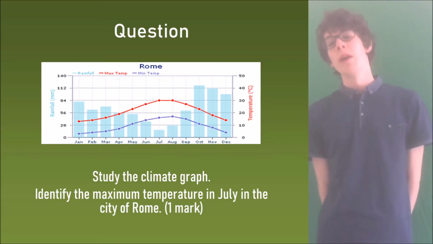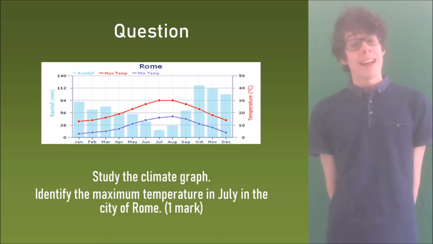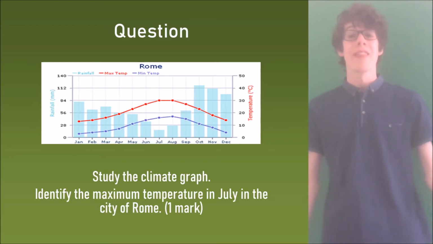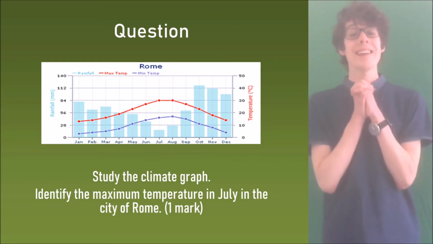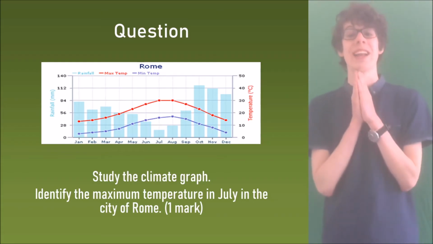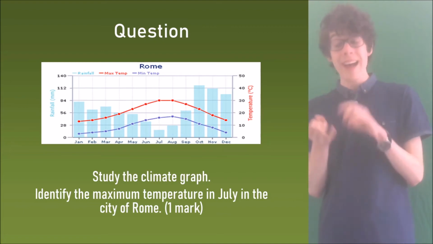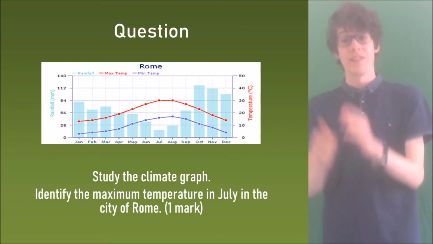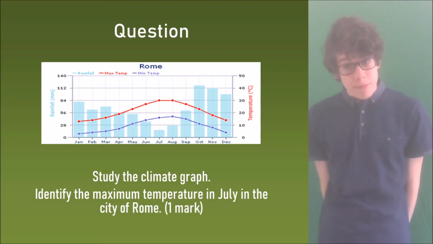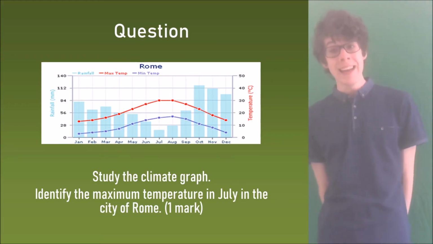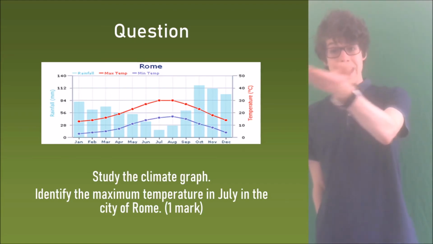Right, so the question tells you to study the climate graph. So that means that we're going to have to use the figure in the question which is given there. Identify the maximum temperature in July in the city of Rome. So it's asking about Rome and the graph given to you is about Rome. You can see that in the title. It wants the maximum temperature, so we're looking at the red line as shown in the key at the top.